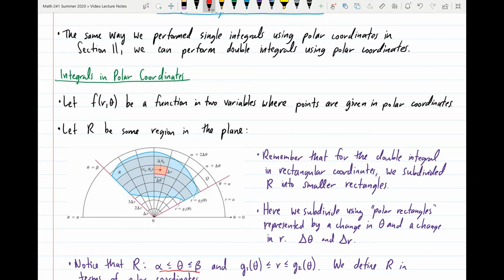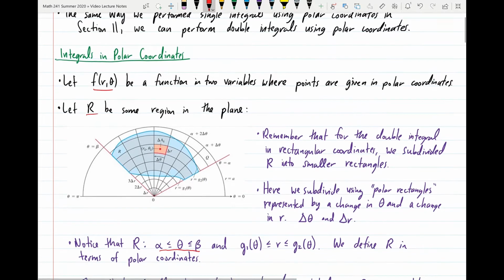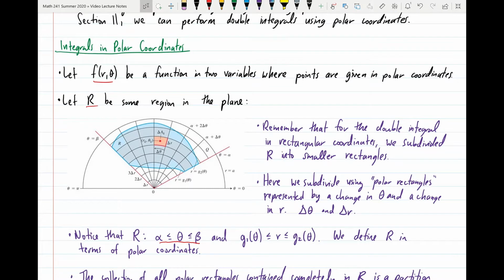So let's let f of r theta be some general function in two variables where the points are given in polar coordinates, hence why we use the variables r and theta. And we can let R be some region in the plane. So I have a diagram that I conveniently took from the book. The region R is the region in blue inside of the diagram here.